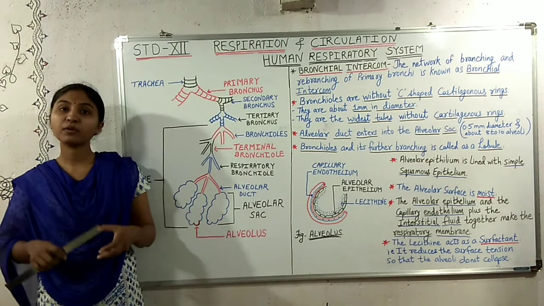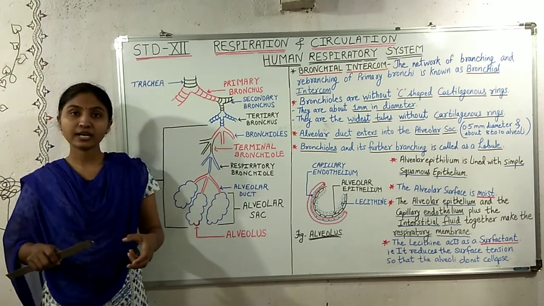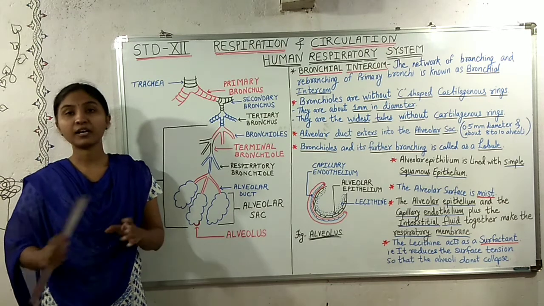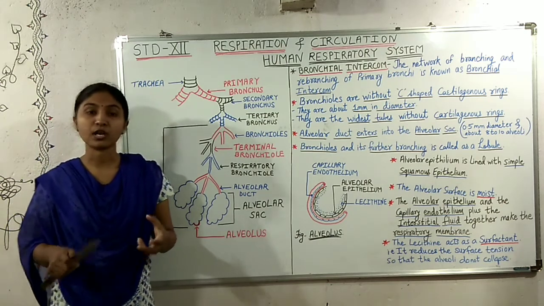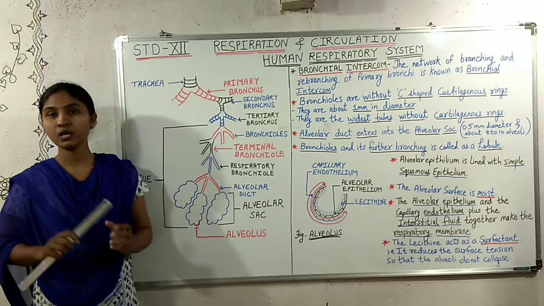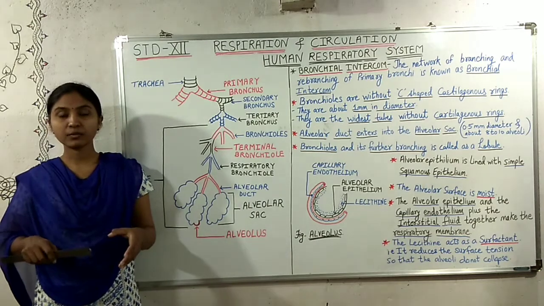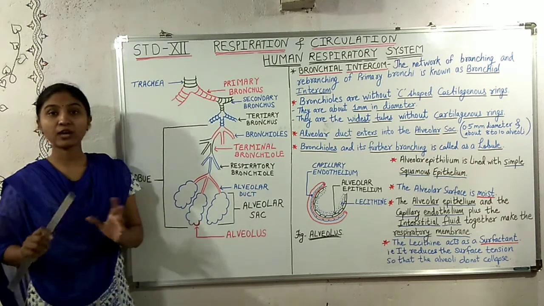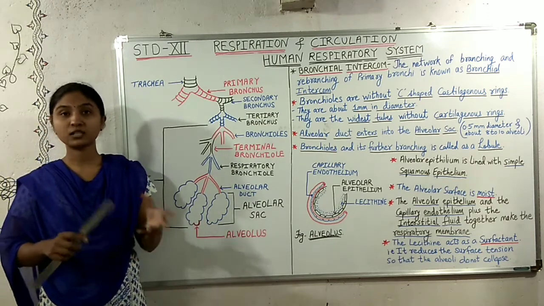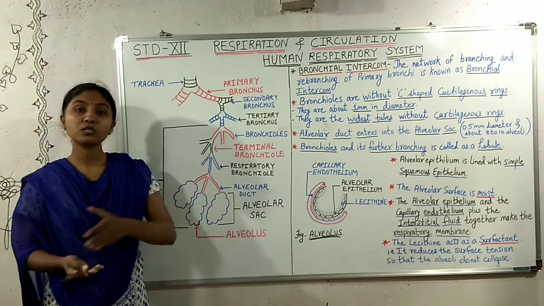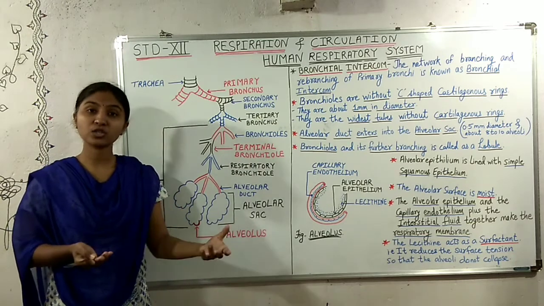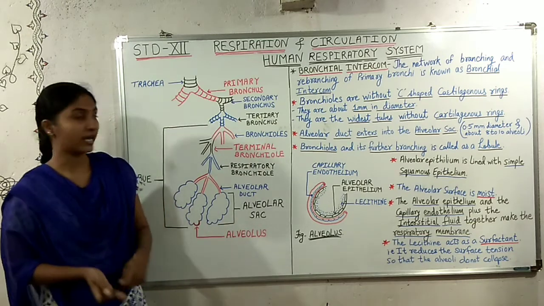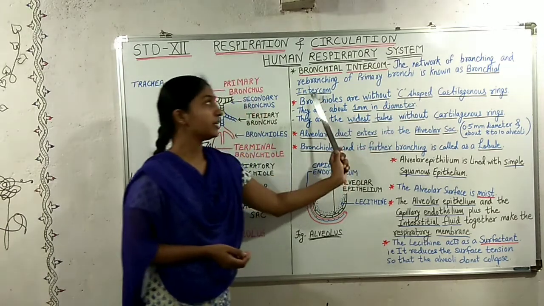Now these primary bronchi, when they enter inside the lung, are further divided into smaller tube-like structures, and those are called the secondary bronchi. These secondary bronchi further divide into smaller and narrower tubes. Those are called the tertiary bronchi. So this branching and rebranching of the primary bronchi is called the bronchial tree.